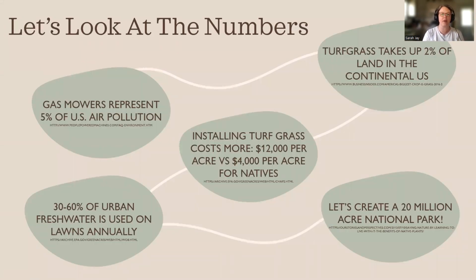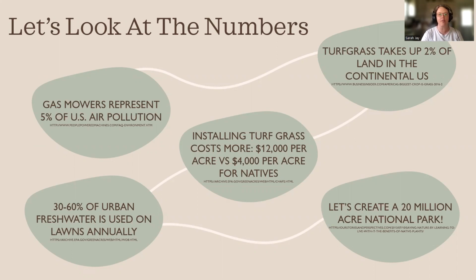So here are some numbers about turf grass. This is specifically looking at non-native turf grass. Gas mowers represent 5% of air pollution in the United States. It takes up 2% of the land here, and it's much more expensive to install as opposed to installing a native habitat.